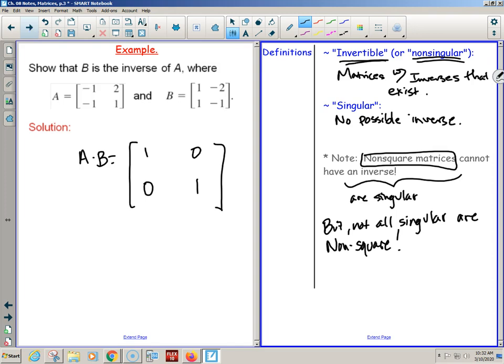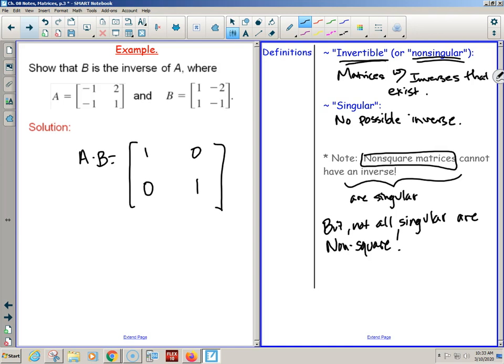And that's a bummer. If you have a 3 by 2, nope, no inverse. If you have a 5 by 4, nope, no inverse. If you have a 2 by 10, nope, no inverse. If it's not square, no inverse possible. No way of undoing it. So hopefully it's not in an equation or we're in trouble. If you have non-square matrices, all of them are going to be singular.